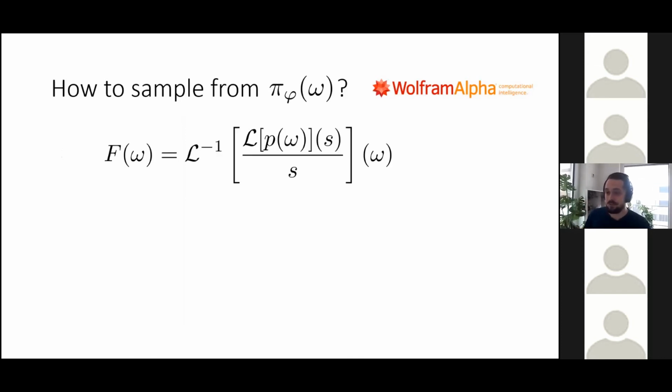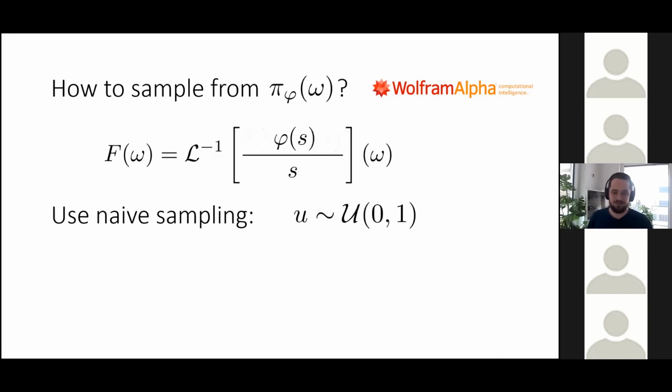The other way is to use another statistical fact using Laplace transform and distributions: the cumulant distribution function, big F of omega here, is just the inverse Laplace of the Laplace divided by S. And again, we know that the Laplace of P is just phi. So we just need to compute the inverse Laplace, but it's a bit easier said than done.